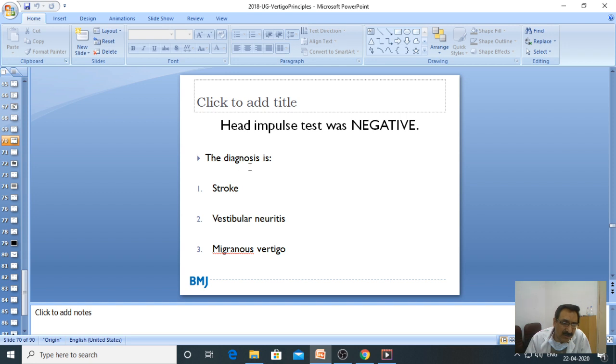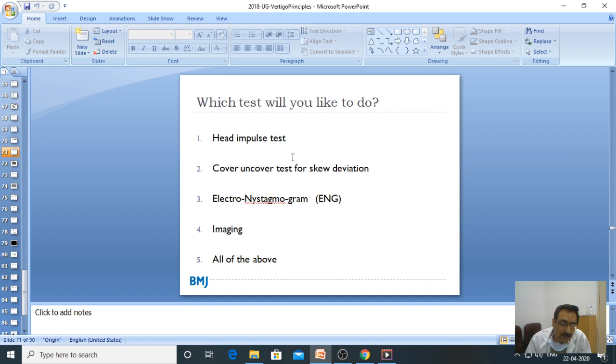And sometimes, of course, in clinical situations, things are not that clear, but you start to get worried about a stroke here. So what would you do for this test? With this patient, you'll do a cover-uncover test for skew deviation, the HINTS for skew. I don't think you need to get too involved with this, but you will do imaging.